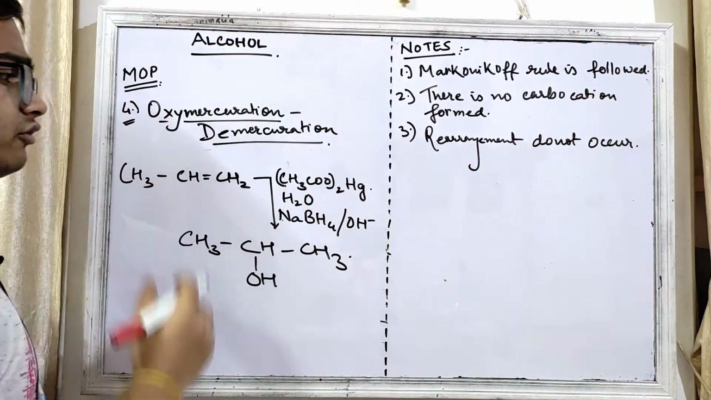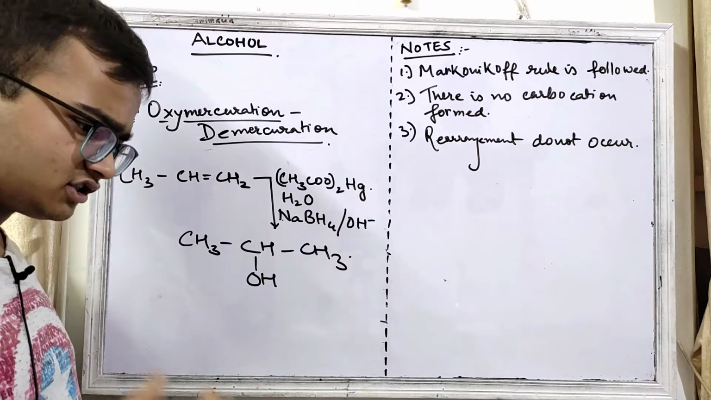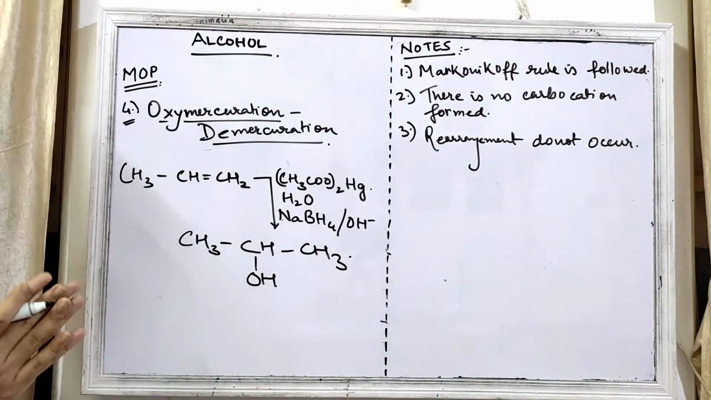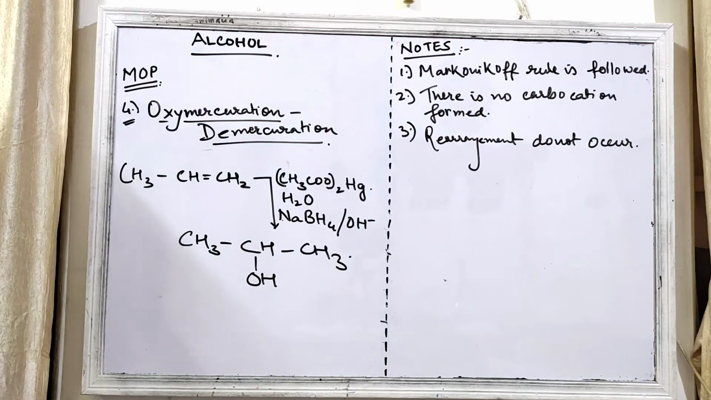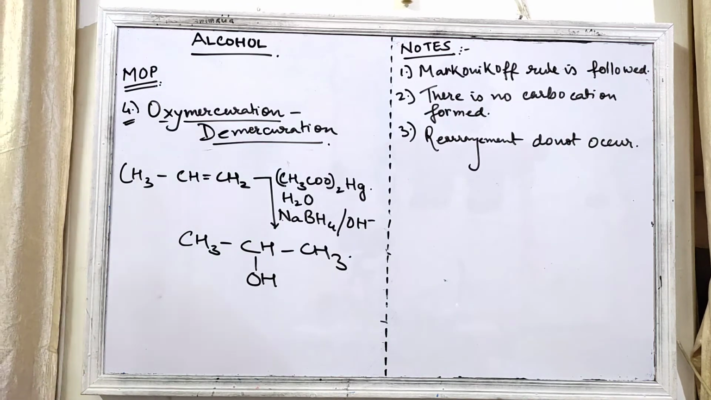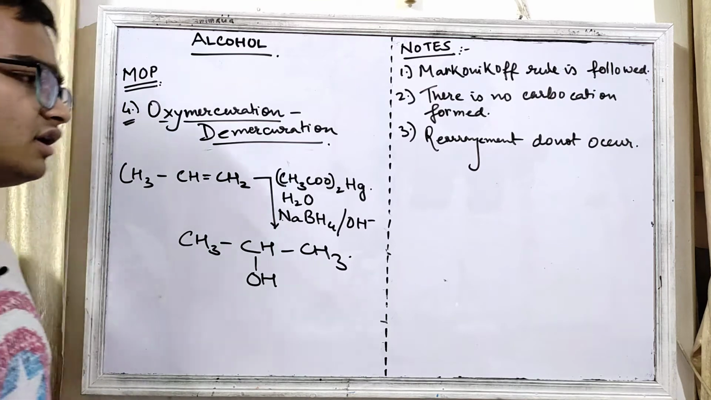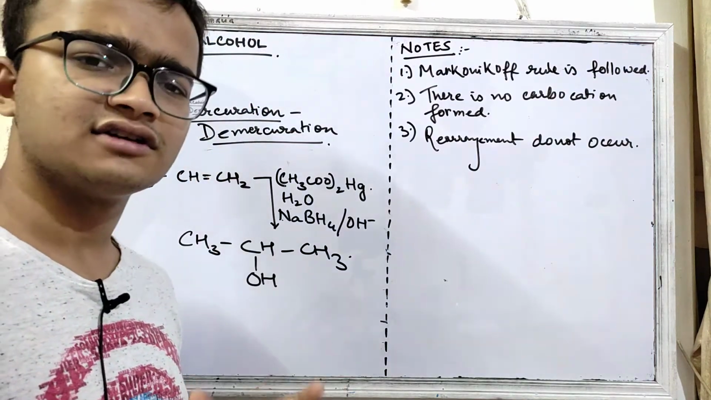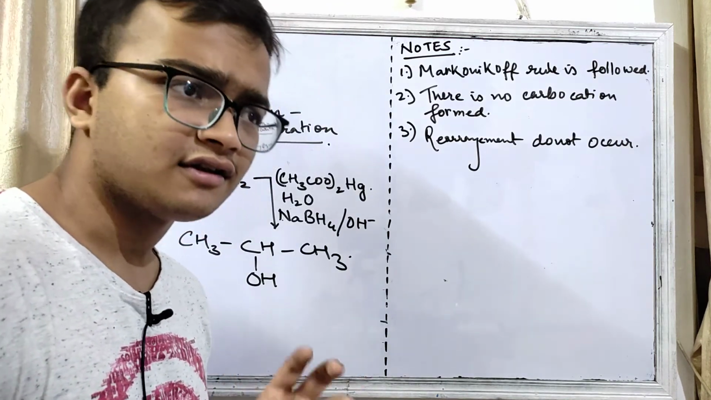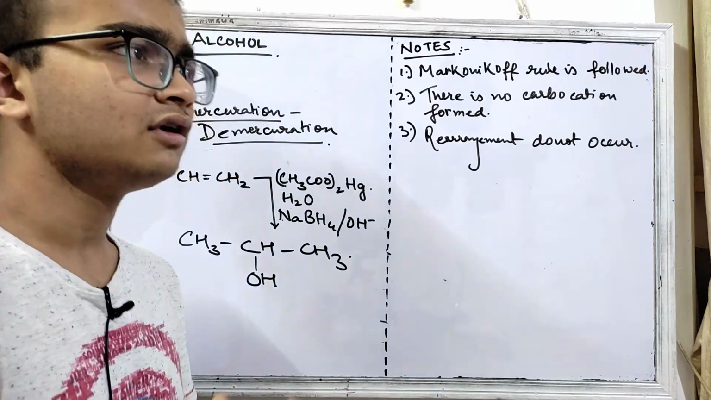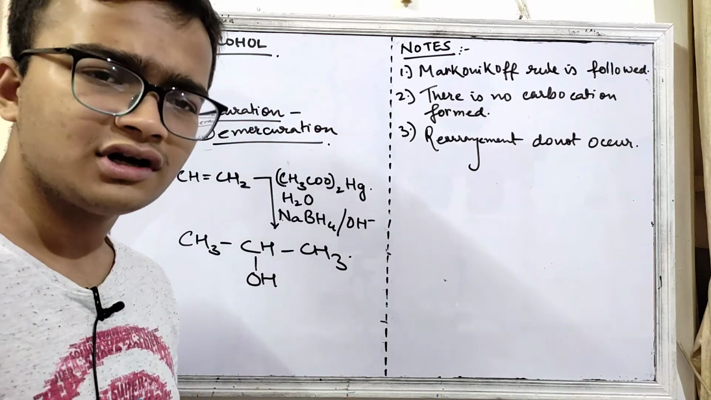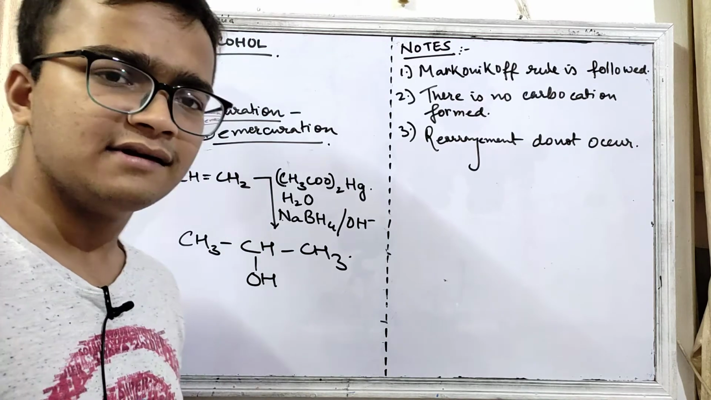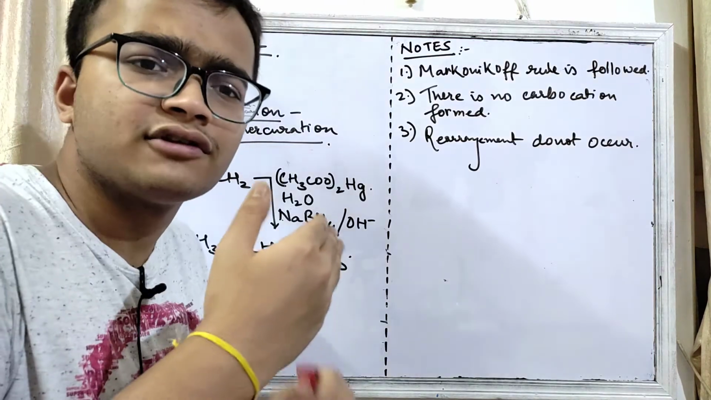Now if you remember the first method of preparation of alcohol from alkene, it was the acid catalyzed addition of water. In that case, the Markovnikov rule was being followed and there was the formation of carbocation. Since there is the possibility of carbocation formation, the stability of the product will be directly proportional to the stability of the carbocation. So to gain stability, there was a possibility of rearrangement.